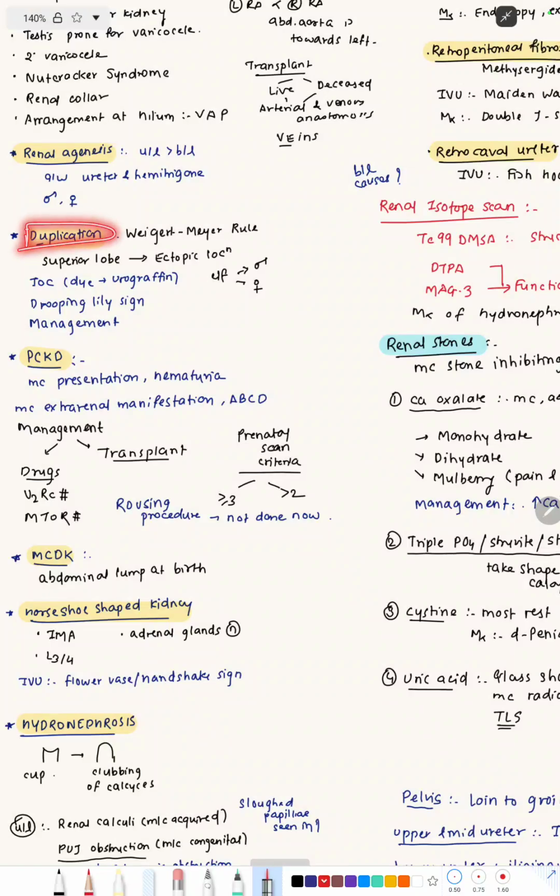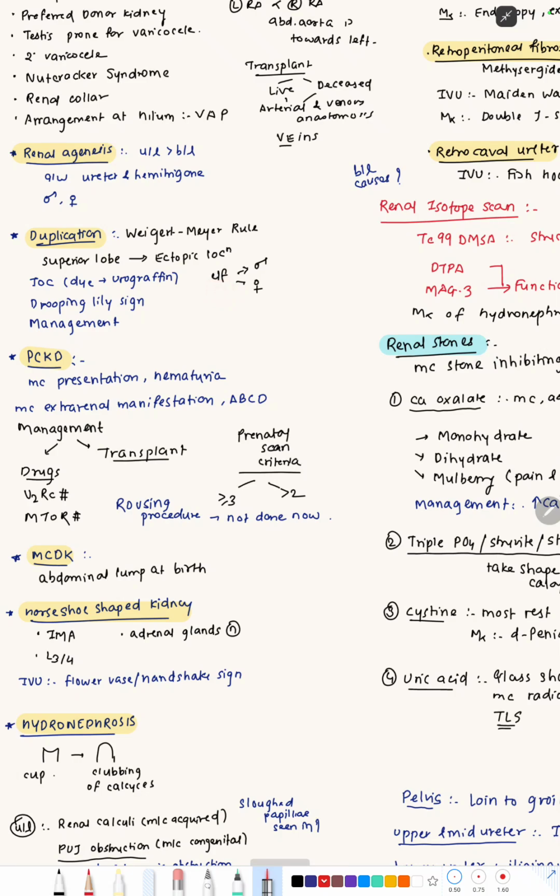Now talking about the duplication. So duplication of the ureter, it follows the Weigert-Meyer rule. So Weigert-Meyer rule states that there is one ureter that drains from the superior lobe or the upper lobe, while the other ureter drains from the middle as well as from the lower lobe. The ureter that drains from the middle or the lower lobe generally implants at a normal location, while the one that is draining the upper lobe drains into an ectopic location, which is posteromedial to the normal location. The investigation of choice is the intravenous urogram, and it shows a dye, that is urografin dye.